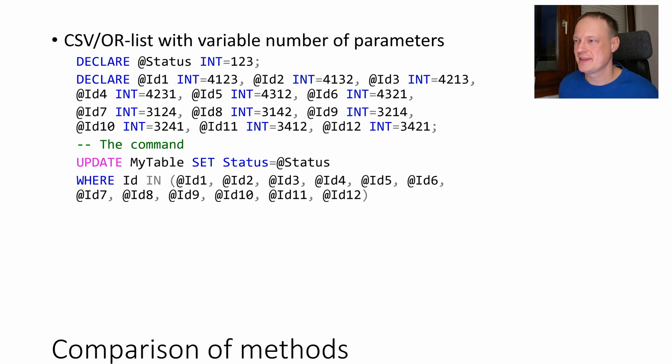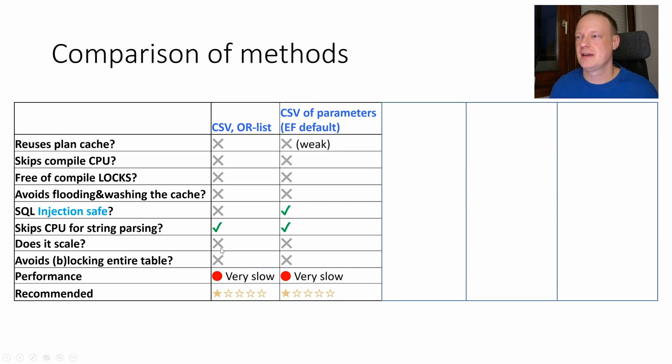You seldom reuse them, and that's really not helping much. And that means we have weak reuse of the plan cache. Still we use CPU for compilation, extra overhead of CPU. We introduce compile locks and block other sessions. We are flooding the plan cache still. But it is SQL injection safe, because when you use variables, parameters, that is safe from SQL injection attacks. So we got one green checkmark more.